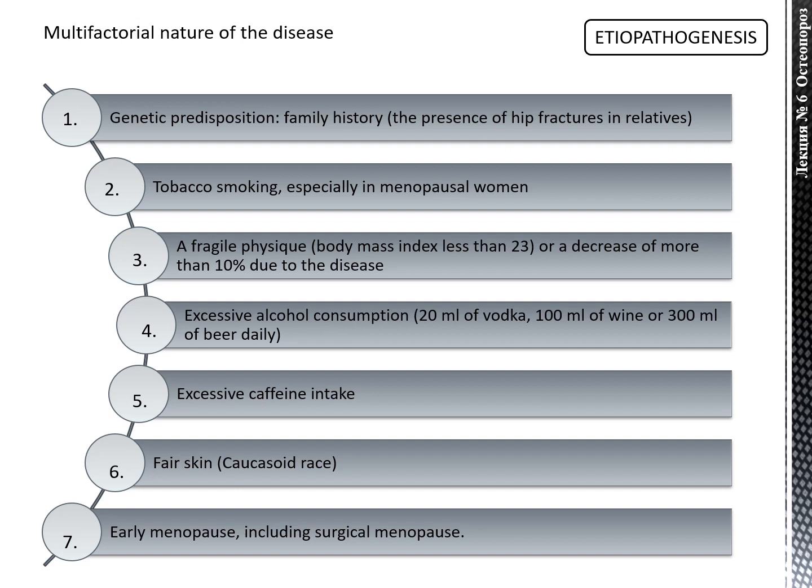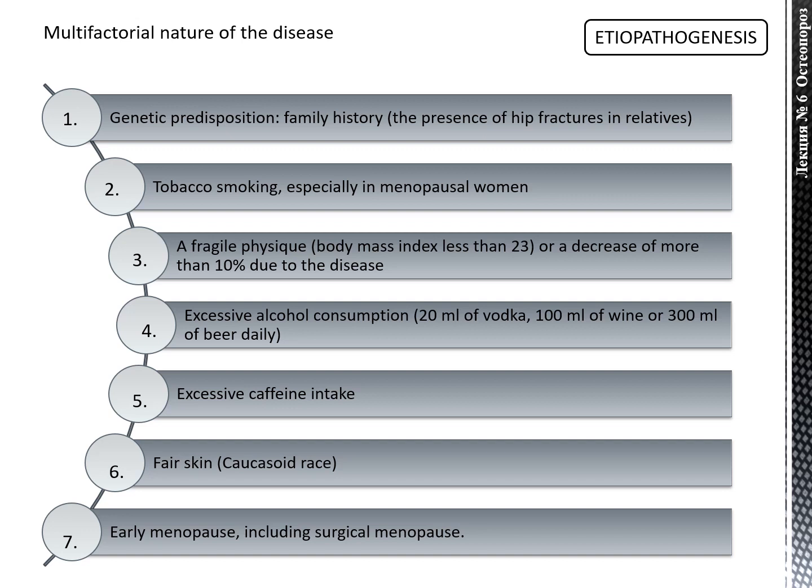Smoking, especially in menopausal women, is clearly associated with the development of subsequent osteoporosis. A fragile physique, a body mass index of less than 23, or a decrease in body weight by more than 10% after a disease can lead to the development of osteoporosis quite quickly in the future.